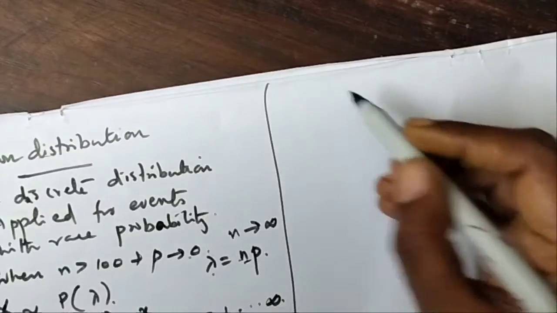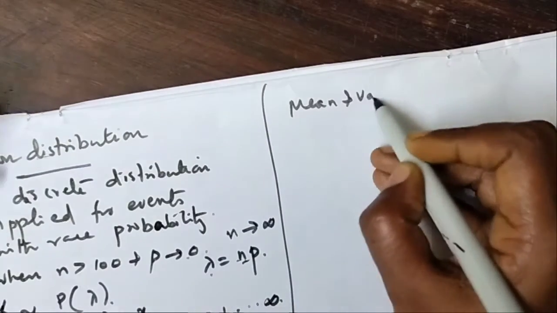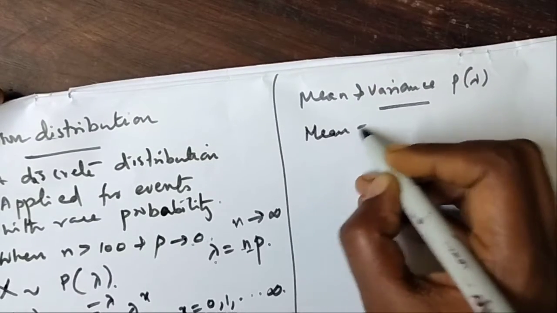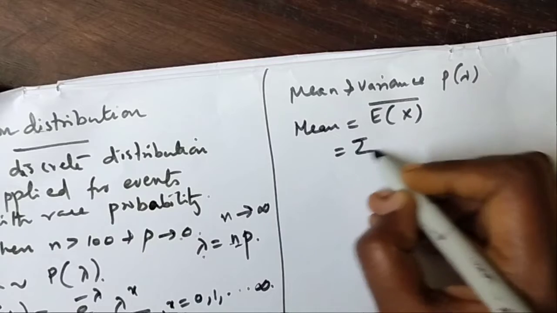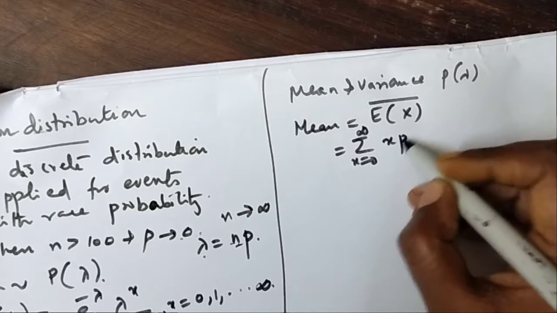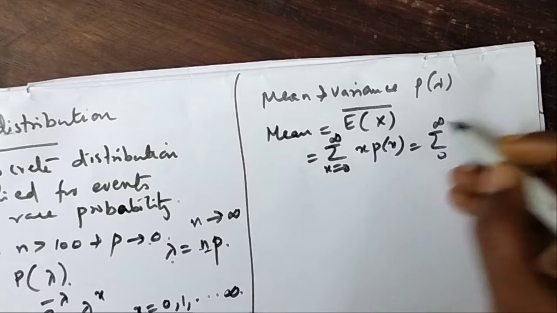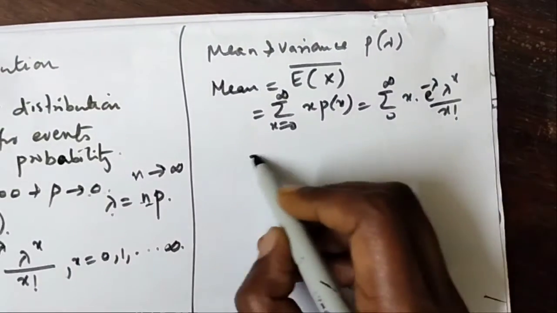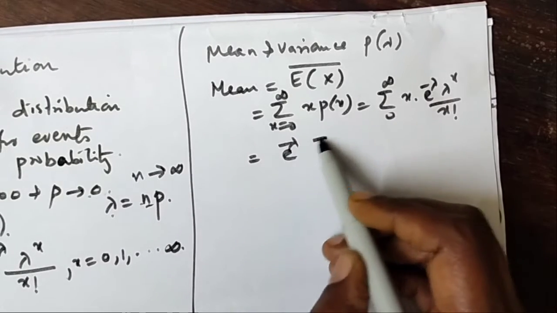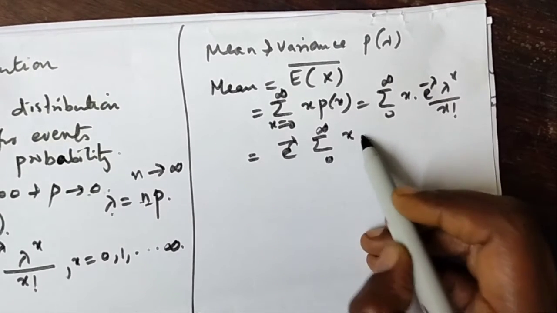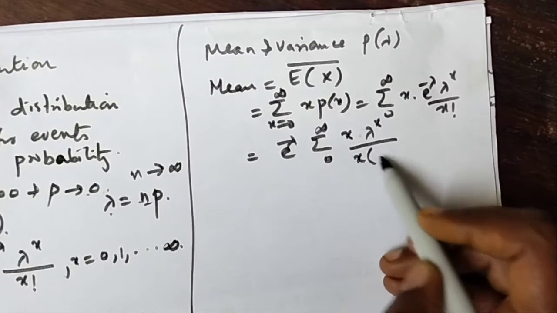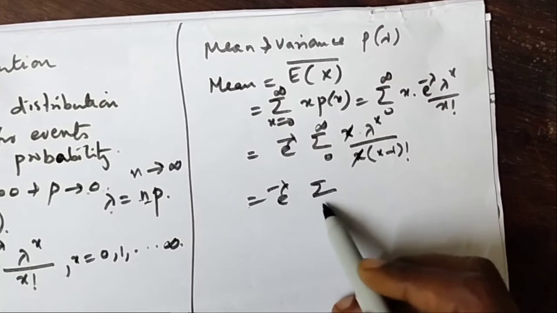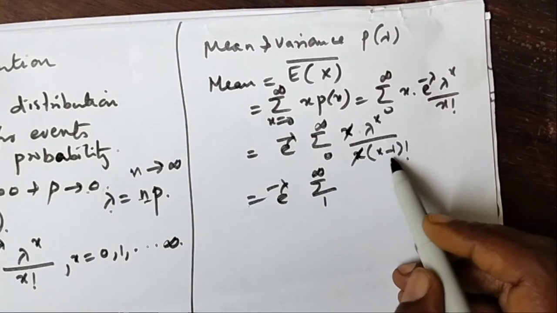Again, we can find the mean and variance of Poisson distribution with parameter lambda. How will you find the mean? Mean is expectation of x. It is summation x from 0 to infinity of x into p of x, which is sigma x from 0 to infinity of x into e raised to minus lambda, lambda raised to x by x factorial. We can take e raised to minus lambda outside. Then x factorial is x into x minus 1 factorial, so that x cancels. The summation now runs from 1 to infinity, with x minus 1 factorial.